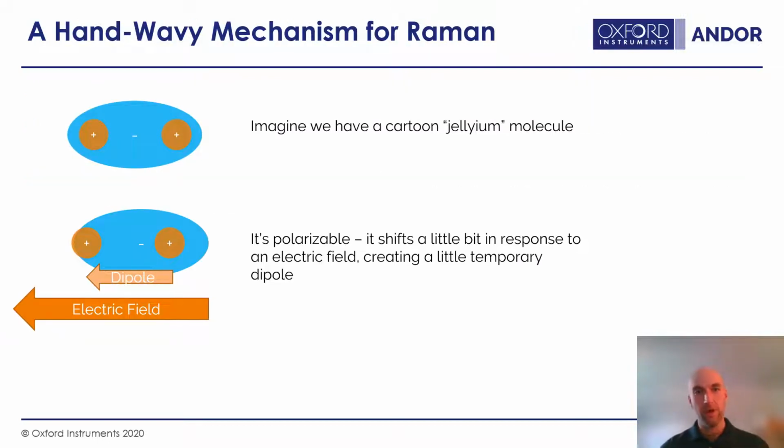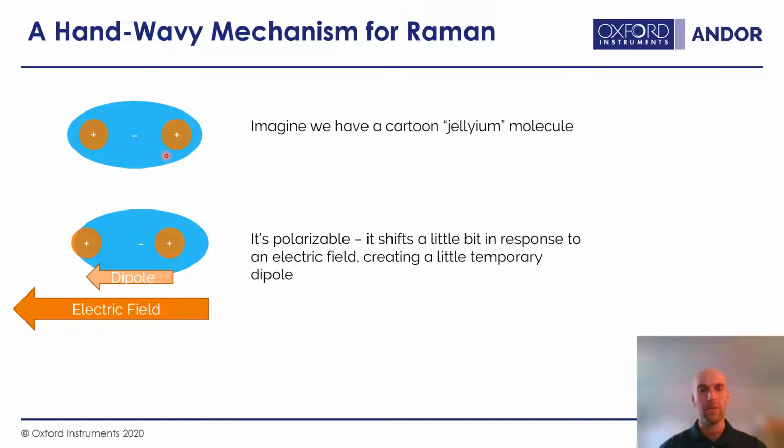So imagine we have a jellium molecule, a diatomic jellium molecule. So that is to say, there are some small positive nuclei here surrounded by a jelly-like negative cloud of electrons. And this is not a fantastically realistic picture of reality, but it captures, I think, some of the relevant details of the mechanism at a level that we can just throw out there and then think about later. So one of the key points of this jellium molecule is that it's polarizable.